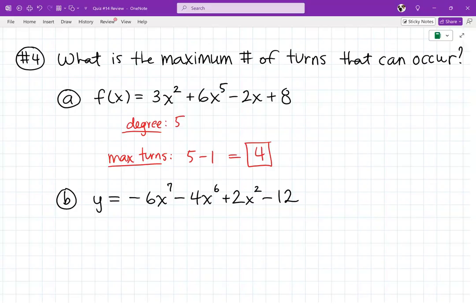Okay? What's my answer for part B? 6, right? Because 7 is the highest power, minus 1, so it's 6. Now, of course, like I said, I'm just going to write down that the degree is 7, and my max turns is 7 minus 1, which is 6. Okay? But you don't have to write any of that. Just in your head, get the highest power, subtract 1, write it down, move on. You don't have to show any work for this stuff. It's too simple to show any work.